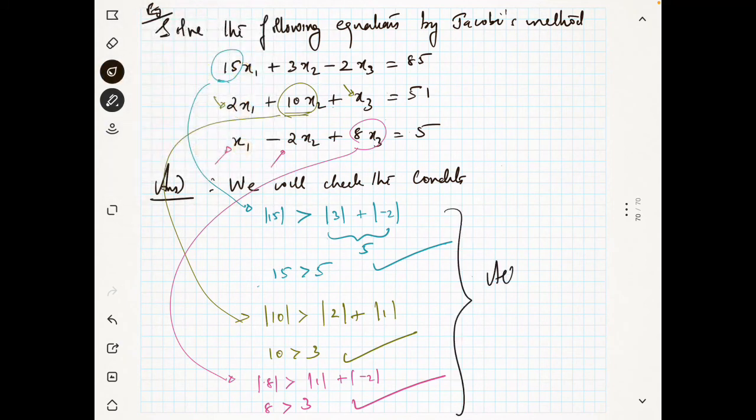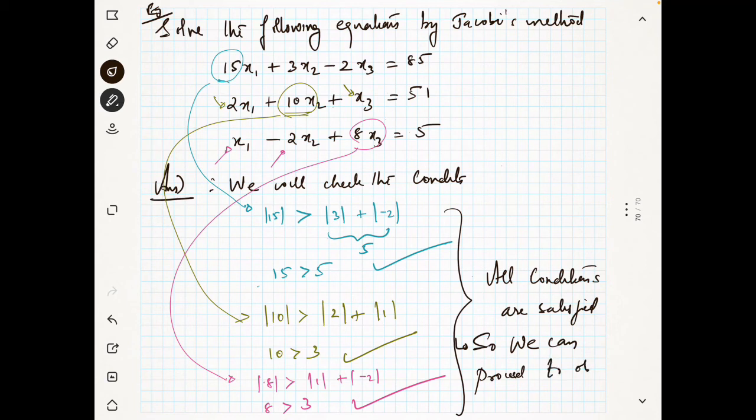So all conditions are satisfied, so we can proceed, we will get an answer. Otherwise, if these conditions are not satisfied, we will not get an answer properly. You have to do it many times, but even then sometimes it will not converge. So we can proceed to obtain the solution.